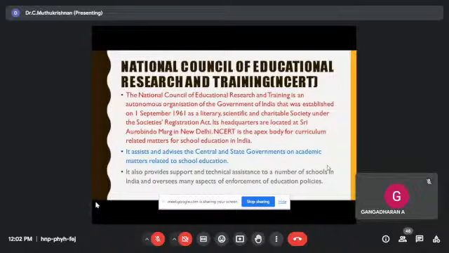This is very, very important. They have asked it many times. So where is it located? You have to remember the address of the NCERT headquarters. Its headquarters are located at Sri Aurobindo Marg in New Delhi. NCERT is the apex body for curriculum-related matters for school education in India.